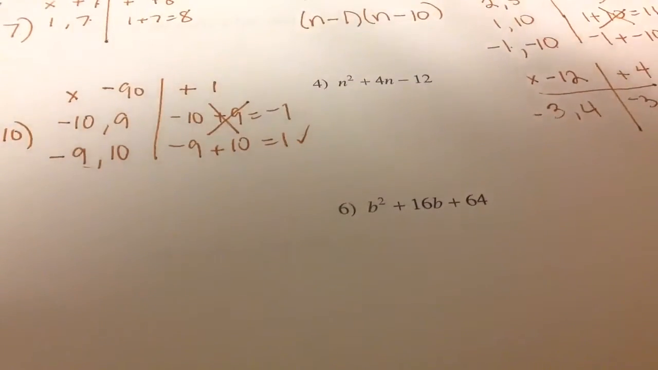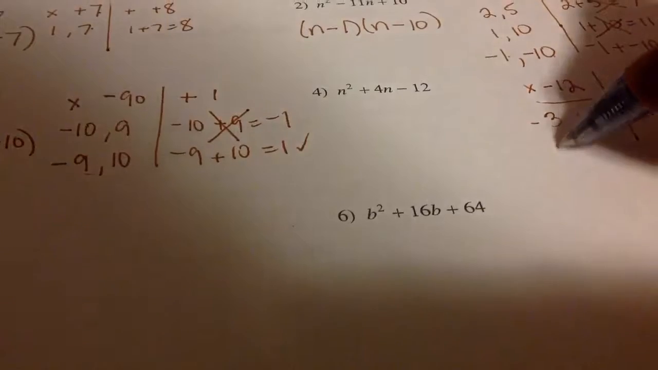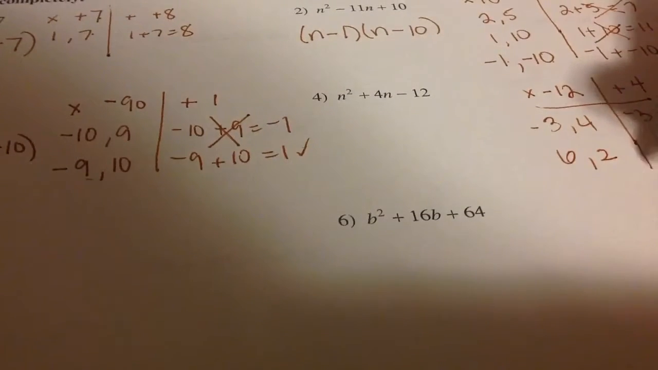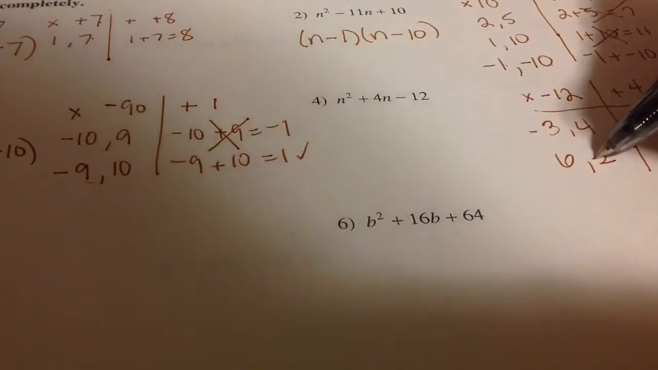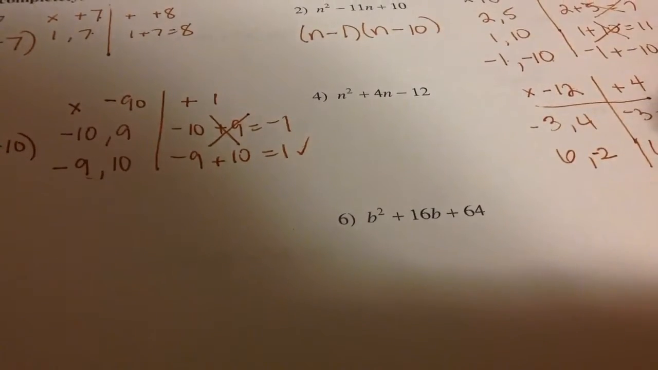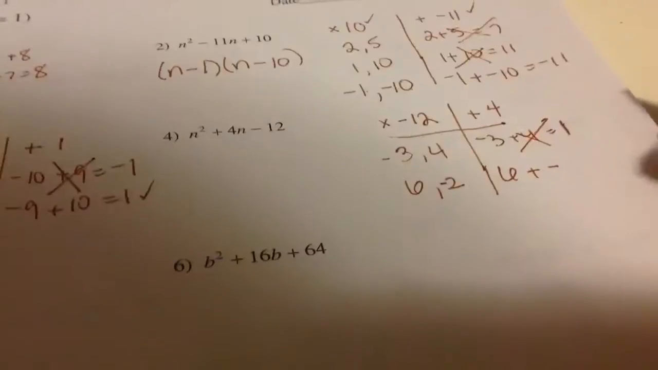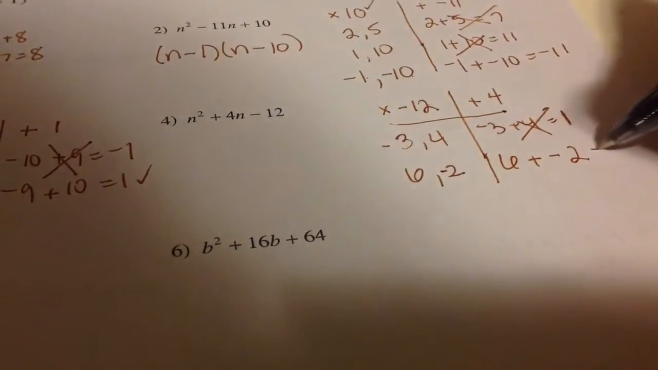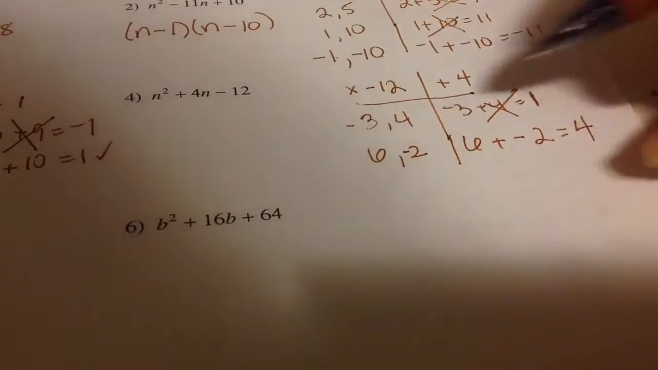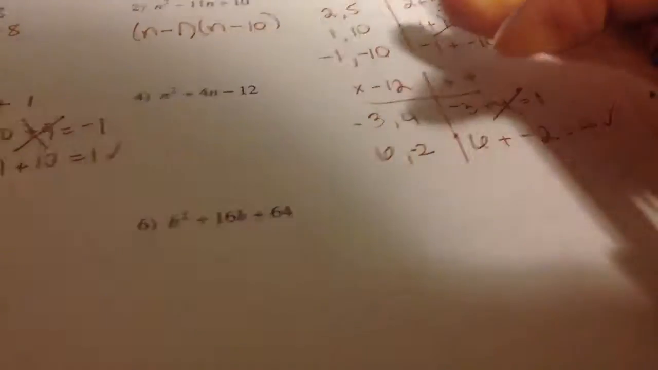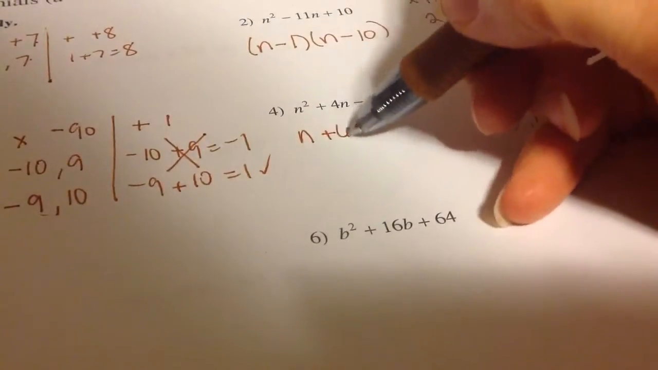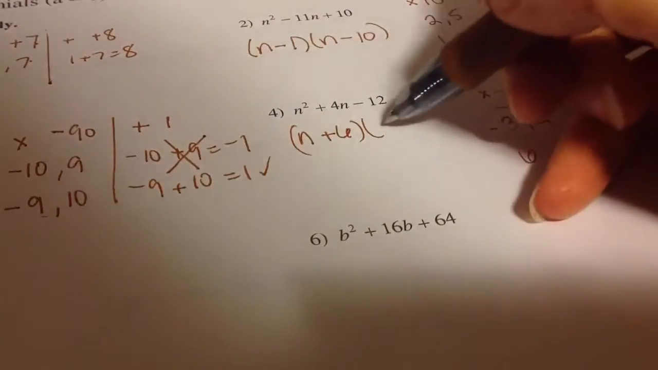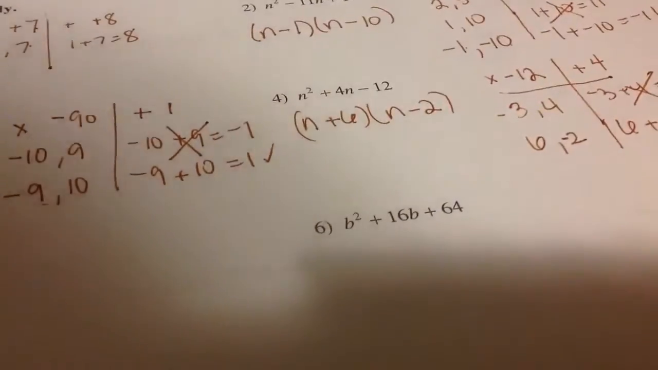So let's think about 6 and 2. 6 and 2 I can multiply to get 12. Now I want to get negative 12, so one of these has to be negative. I want to have positive 4, so if I make that 2 negative, 6 plus a negative 2 is going to give me positive 4. So it must be 6 and negative 2 are the factors I want to use. So I'm going to do n plus 6 times n minus 2.